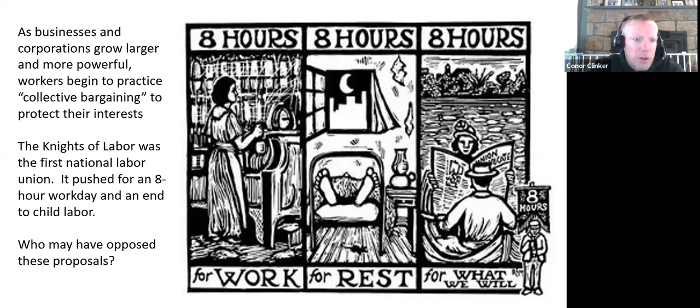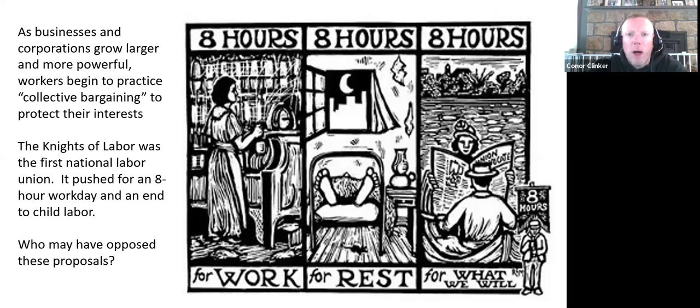The Knights of Labor was the first national labor union. It pushed for things that we take for granted: an 8-hour workday, an end to child labor. Who may have opposed these proposals? Who would have been against ending child labor? Well, an obvious answer would be the business owners, right? But what you might find interesting is actually a lot of the parents of kids that were working opposed ending child labor. And that might seem strange to you.